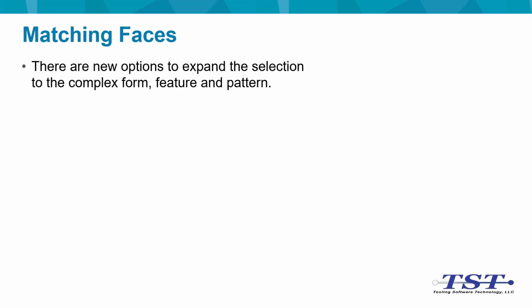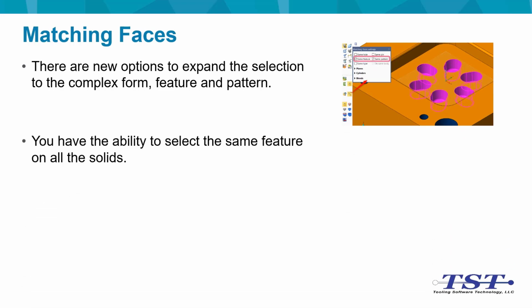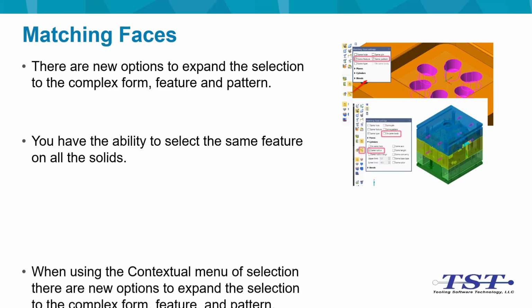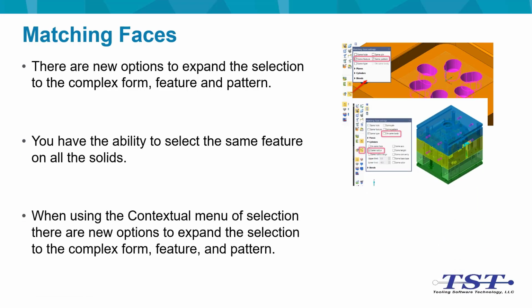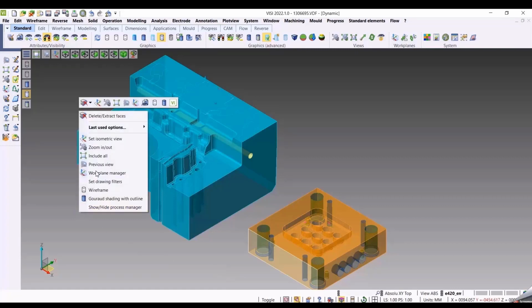There's a new option to expand your selection for complex forms and patterns. Within the matching faces, this has been enhanced, so you have the ability to select the same feature on the same solid as well as the same pattern. When using a contextual menu of selection, there's a new option to expand the complex features and forms. Here's a quick video example showing that.